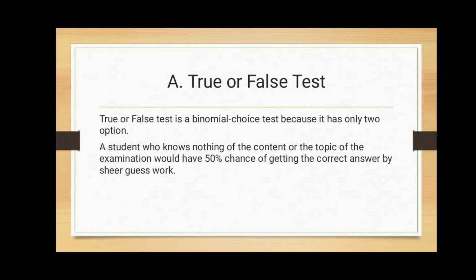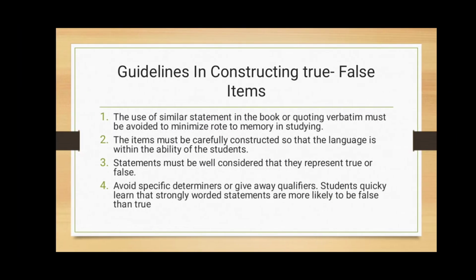True or false test is a binomial choice test because it has only two options. A student who knows nothing of the content of the topic of the examination would have a 50% chance of getting the correct answer by sheer guesswork. Guidelines in constructing true-false items.